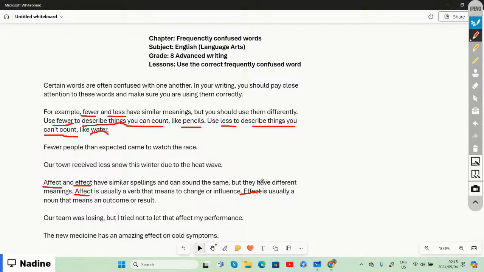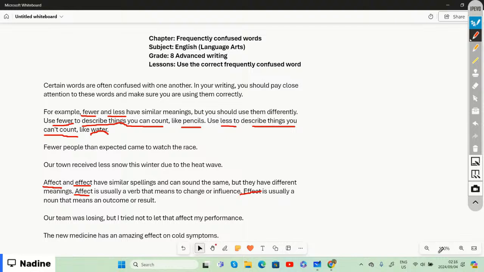And if we look at an example of how we can use the words affect and effect within a sentence, it says, our team was losing, but I tried not to let that affect my performance. Because there's a lot of things that can affect you as a person.